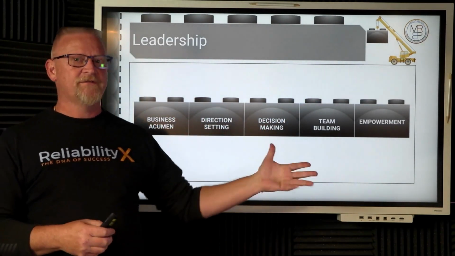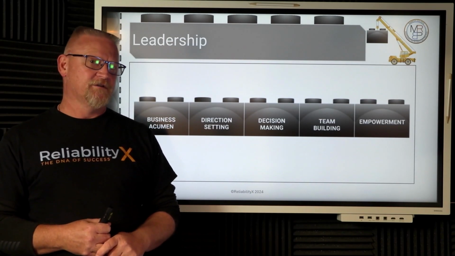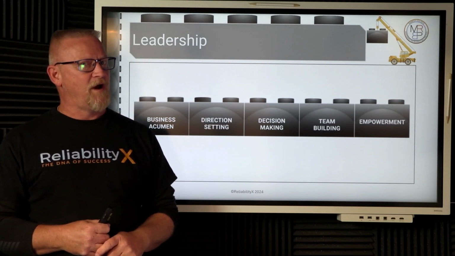So these are the building blocks associated with the leadership domain in Ramesh Gulati's Maintenance and Reliability Best Practices Framework.